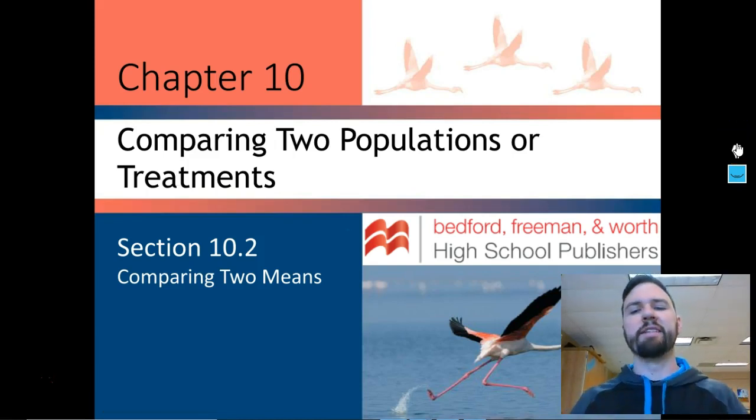Did two proportions in 10.1. Now we're going to look at comparing two means. Good news, calculator heavy section. Let's go.